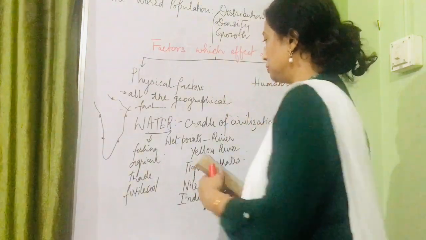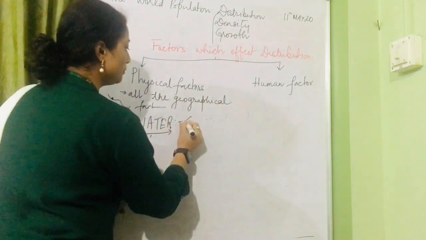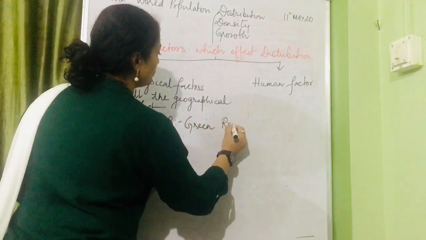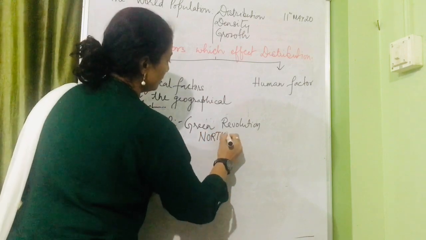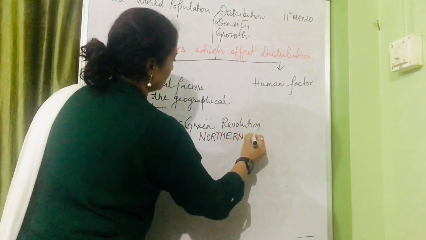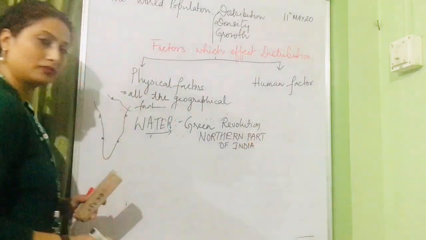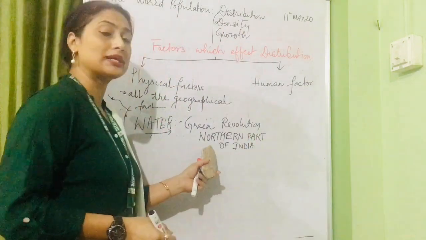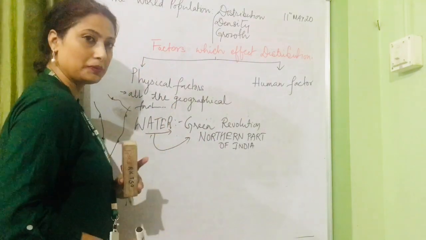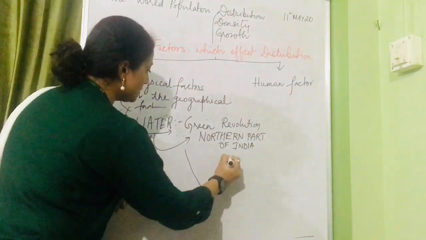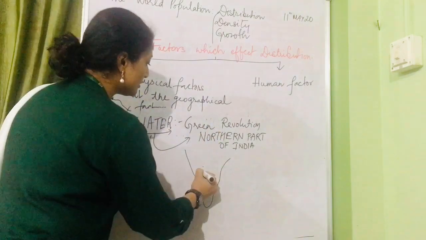I was talking about the Green Revolution. The Green Revolution was successful only in the northern part of India. Why? It's not that we have the most fertile soil in the northern part of India. The reason is the availability of water. The southern part of India, if you see, also receives 4 times more rainfall than the northern part of India by the southwest monsoon.